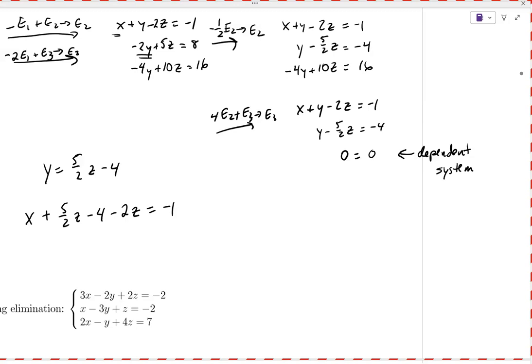So I took out, notice that the first equation was x plus y minus 2z. Took out the y, plugged in the 5/2 z, and now simplify. 5/2 minus 2 is 1/2, right? And I'm going to subtract it to the other side. So we'll have x equals negative 1/2 z. Add your 4 over and get a plus 3.